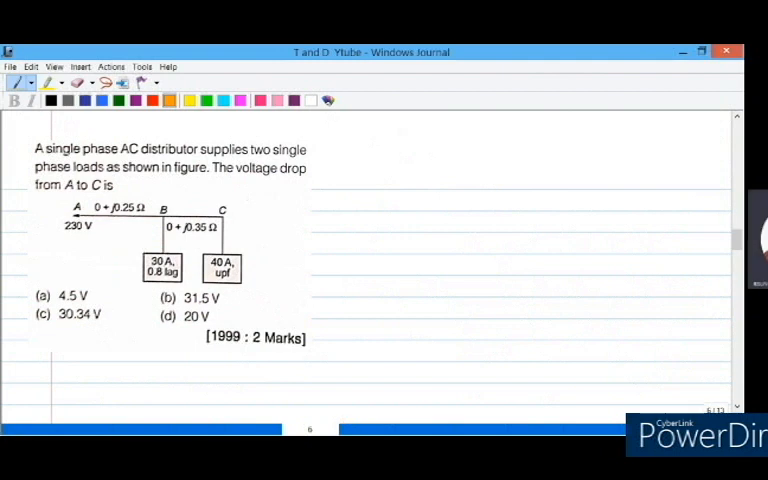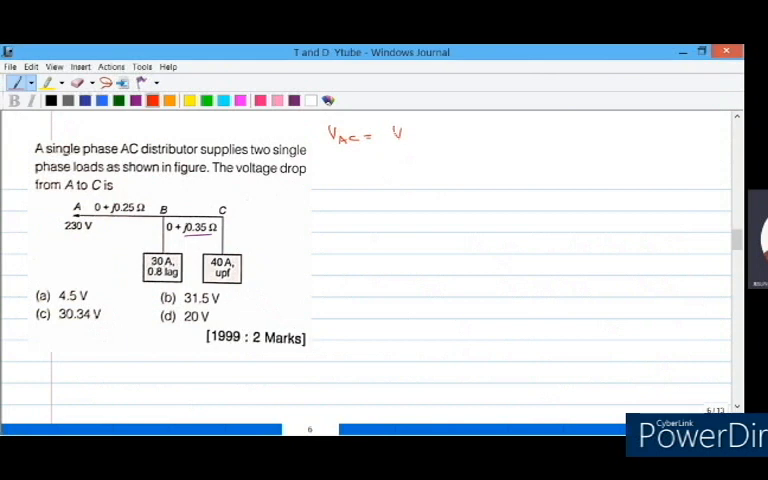A single phase AC distributor supplies two single phase loads. The voltage drop from A to C is. So here they have given two loads. So load 1 is 40 ampere at unity power factor, and load 2 is 30 ampere at 0.8 PF lagging. And this is the resistance in this section. It is 0.35 J, and here it is 0.25 J. So we need to find the voltage drop from A to C.